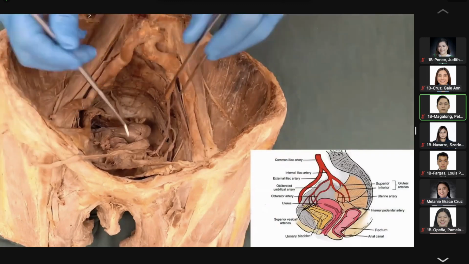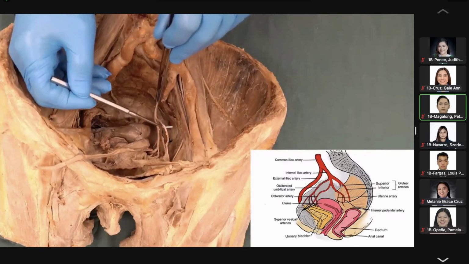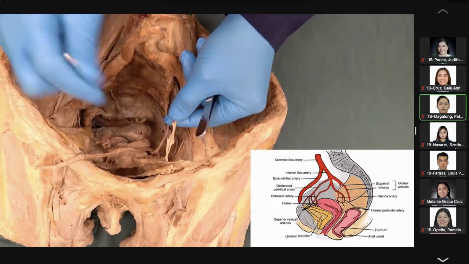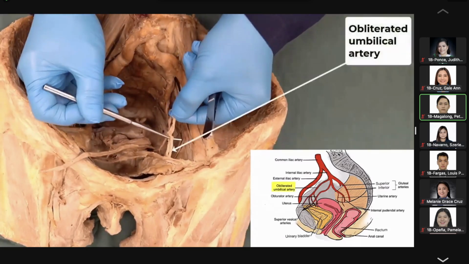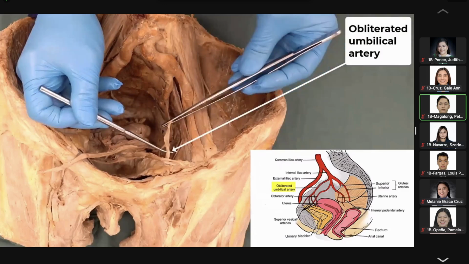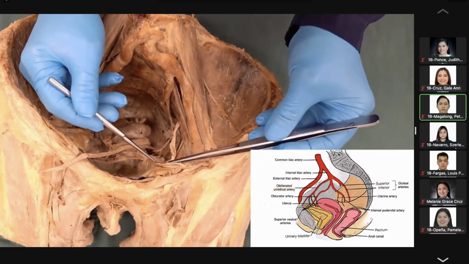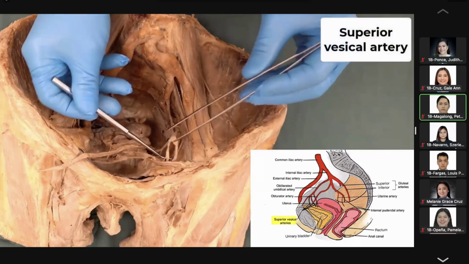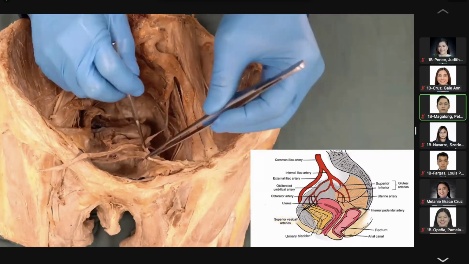So I'm going to pull that ureter to the right side so that we can get a better view of the arteries here. So this artery here, as you can see, goes towards the anterior abdominal wall. That artery is referred to as the obliterated umbilical artery. The proximal end of the artery is open, but the distal part here is closed. Okay? And then a branch of this artery right there is the superior vesical artery, which goes to the bladder.